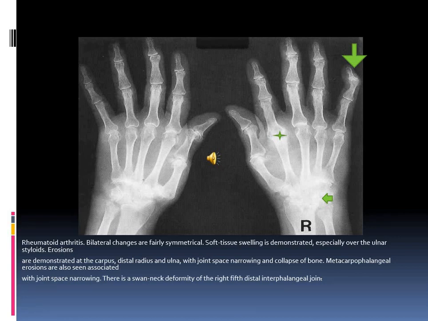The area of the styloid region also could be involved. As we can see on the small arrow, there is a soft tissue swelling and erosion in the ulnar styloid process.